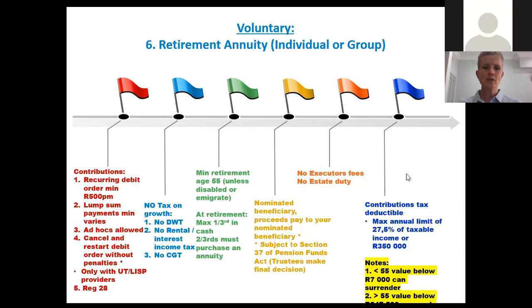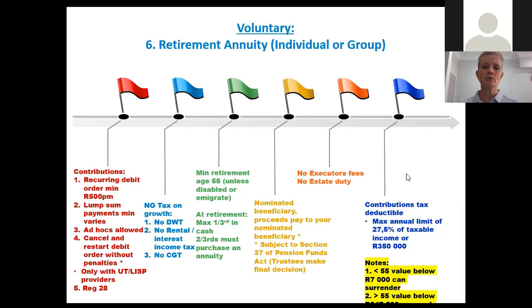And this, I suppose, is the biggest selling point for an RA over all the years I've been doing this, which is nearly 21 years. I think it's 21 years next month. So at the moment, the current legislation says it's a maximum of 25.5% of taxable income, or 350,000, whichever is the lesser.